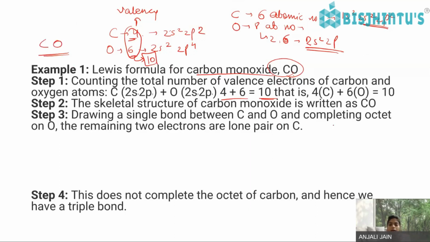Drawing a single bond between carbon and oxygen, completing the octet on oxygen, the remaining 2 electrons are a lone pair on carbon. Like this, I will draw the structure of carbon monoxide. This does not complete the octet of carbon, and hence we need to have a triple bond.